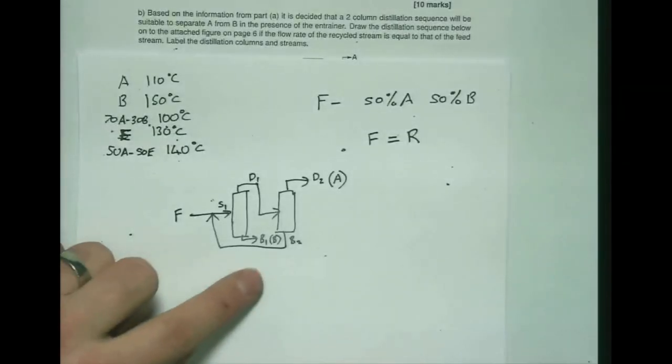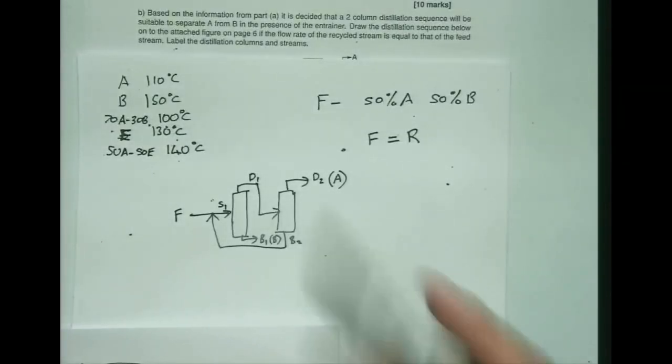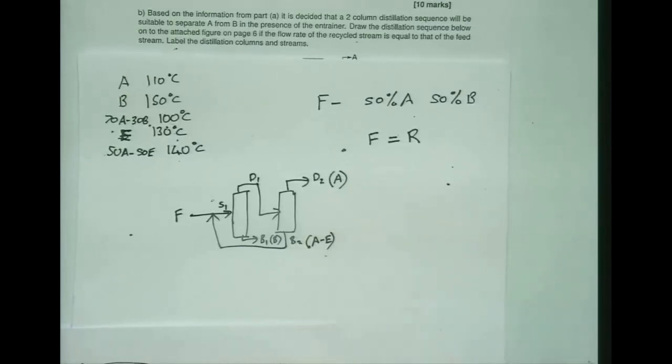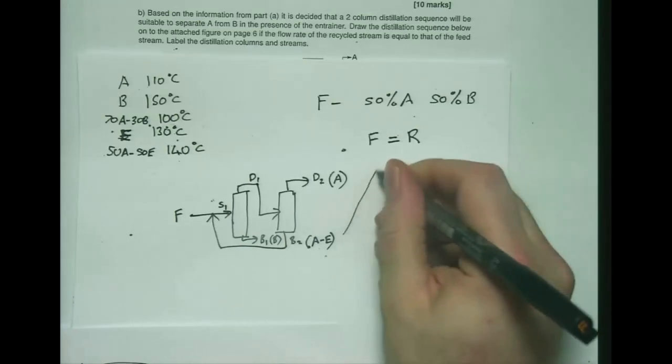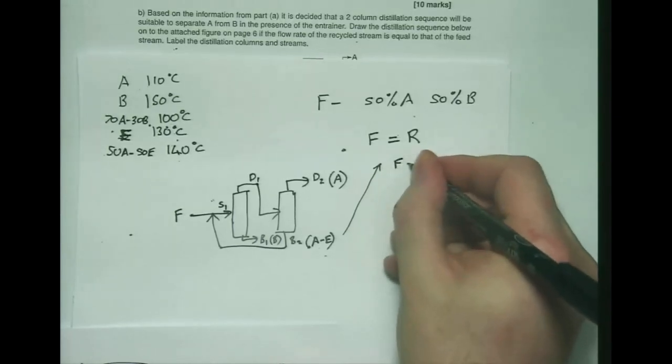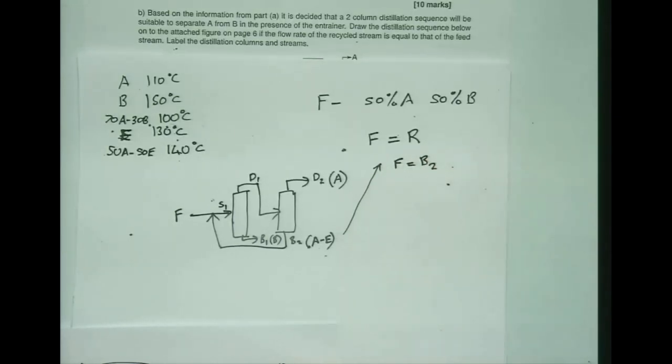So that means that our B2 stream must be our A, E entrainer azeotrope, okay? And we can also, of course, relate that back up here because we're recycling B2. So we can increase the information that the flow rate of the feed must be equal to the flow rate of B2.